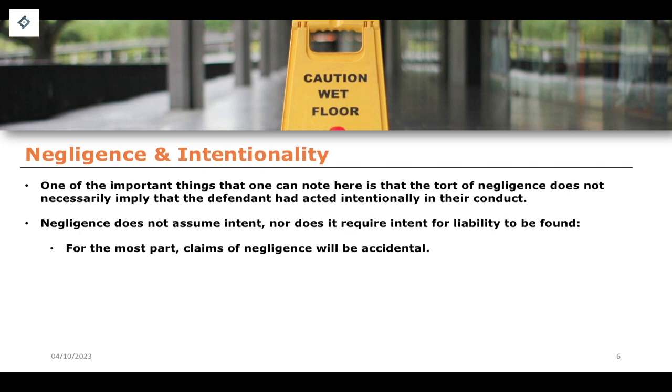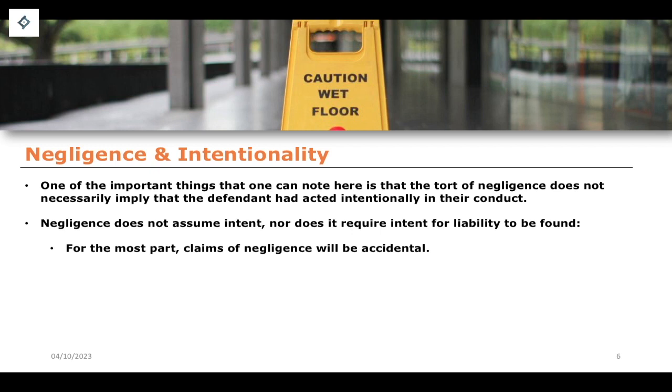For the most part, claims of negligence will be accidental. We will get to having a look at different claims of negligence in future lessons, but it is for the most part accidental, carelessness, and general incompetence in some cases as well. And that's what's important to note, that negligence is not intentional.